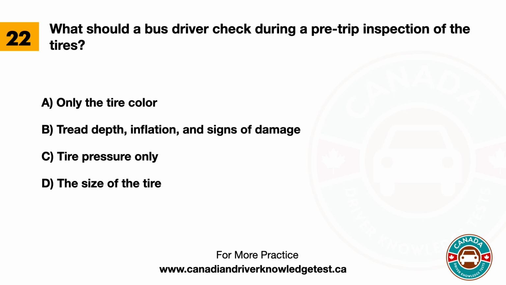Question 22. What should a bus driver check during a pre-trip inspection of the tires? A. Only the tire color. B. Tread depth, inflation, and signs of damage. C. Tire pressure only. D. The size of the tire. The answer is B. Tread depth, inflation, and signs of damage.